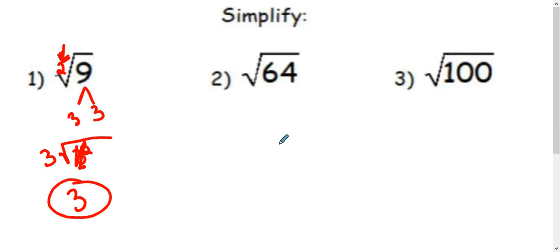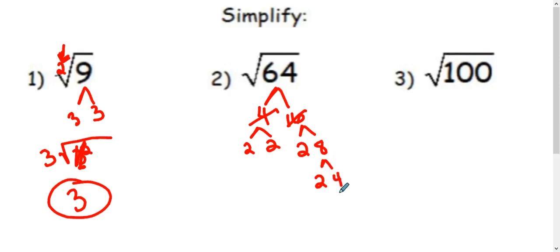In example 2, we're asked to simplify the square root of 64. So the first thing we have to do is simplify this down to its prime factors. So 64 is 4 times 16. 4 is 2 times 2, which means that's down to its prime factors. 16 is 2 times 8. 8 is 2 times 4, and 4 is 2 times 2. And I'm going to cross these off because I used them.